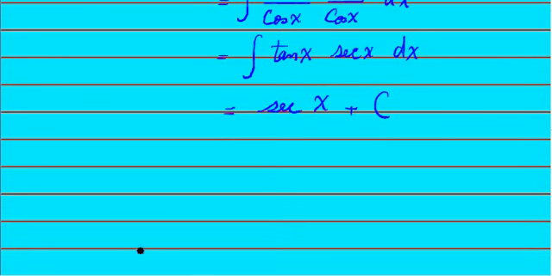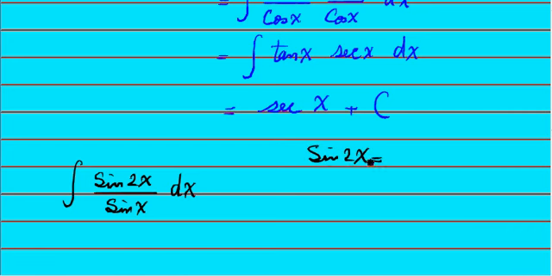Let's go to another example. Sine of 2x over sine of x. Now this is a bit trickier because you have to remember a trig identity. Many students don't remember. What is sine of 2x? Do you want to pause for a moment and come back?